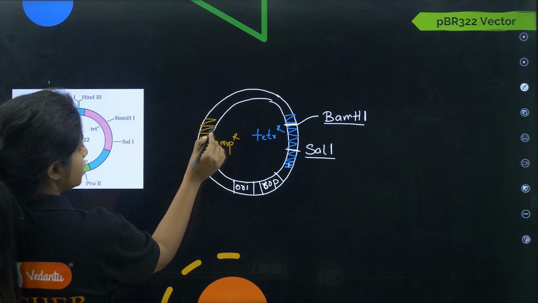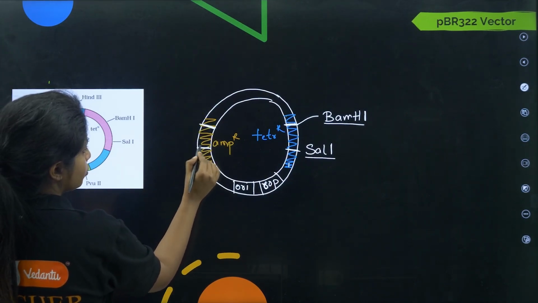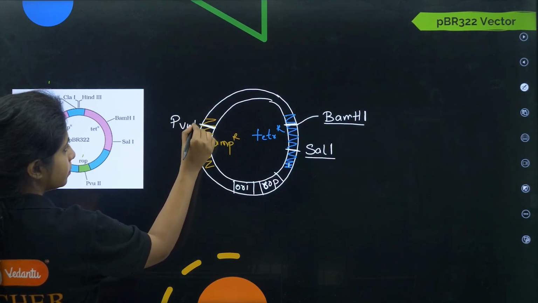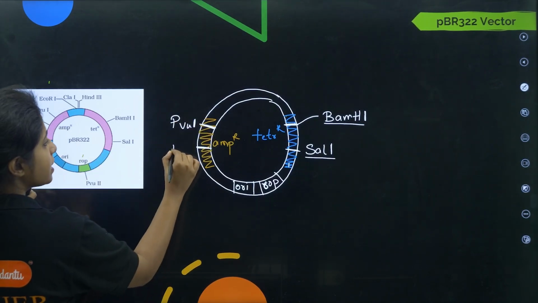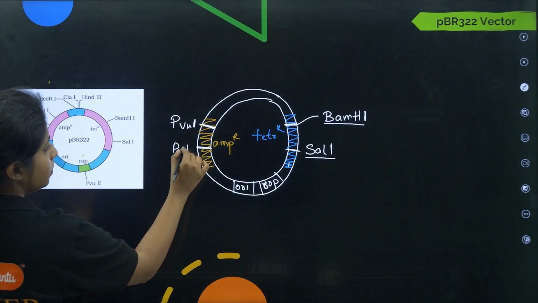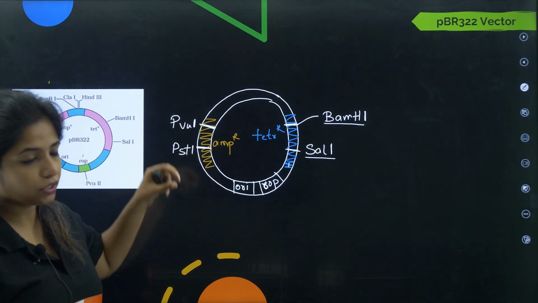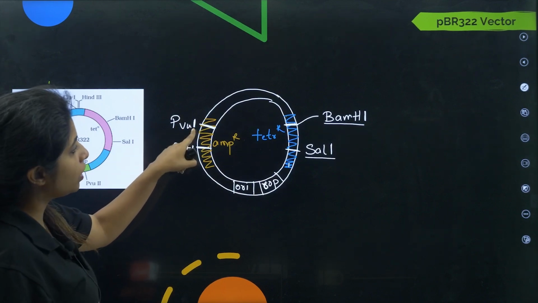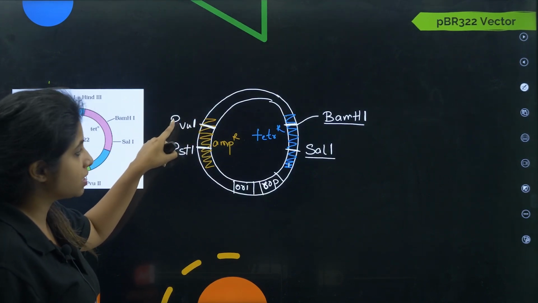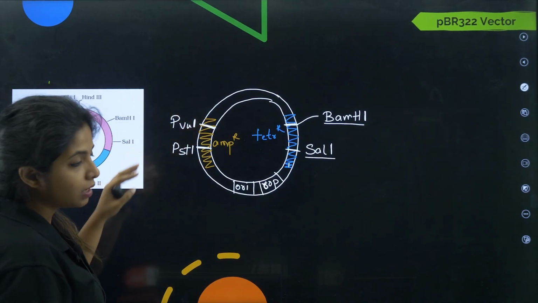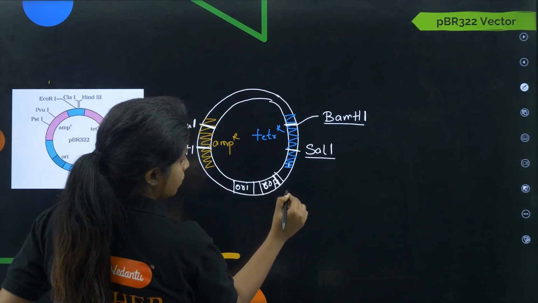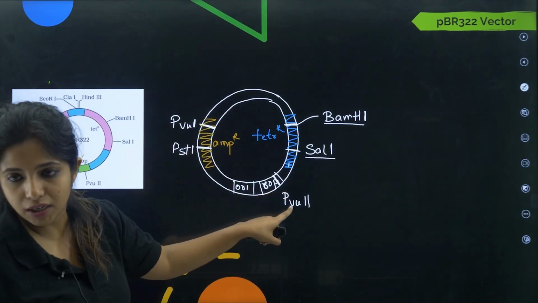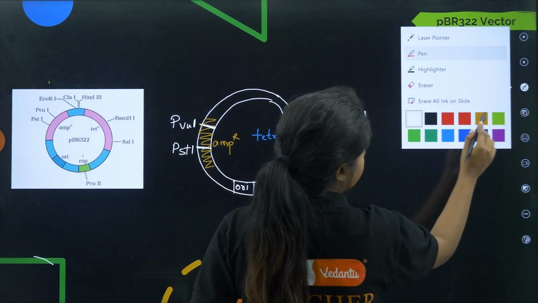In the case of the ampicillin resistant gene, here also you have two sites. One is for PvuI, another is for PstI. So here also you have two. Now, you saw PvuI over here, an enzyme whose recognition site is over here. You have one more enzyme, that is PvuII. Its recognition site is over here, and I'll mark it in a different color.